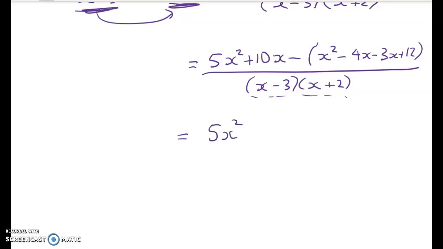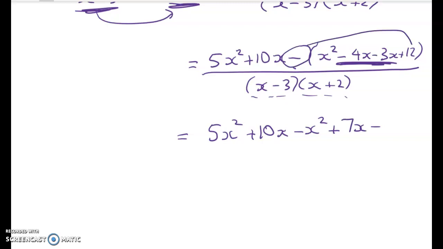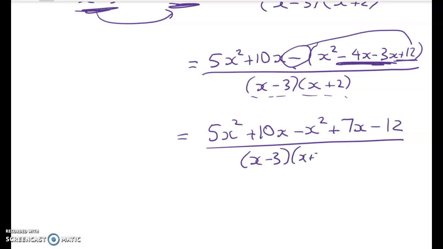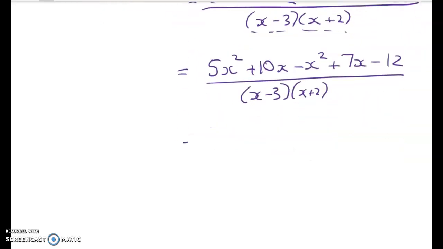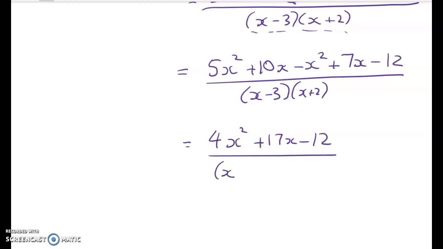So we've got 5x squared plus 10x minus x squared. Now here we've got minus 7x times a negative, so plus 7x. And lastly, we've got minus 12. So again, just leave that denominator as it is so that we can see what's going on. Okay, so 4x squared plus 17x minus 12 over this.